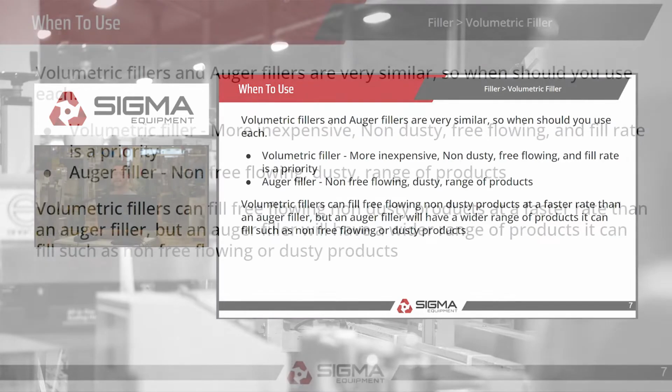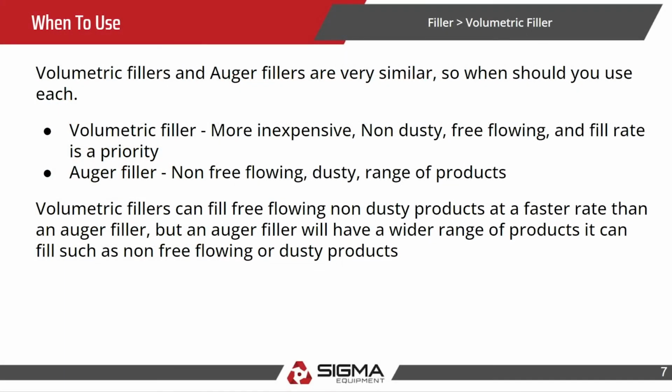So when do you want to use this? Well, a volumetric filler and an auger filler both fill very similar items, and they're both very similar looking. A volumetric filler is for more inexpensive items that are non-dusty and free-flowing, and if fill rate is a top priority, because these are going to be able to move faster than your auger filler can. An auger filler, on the other hand, can do non-free-flowing, dusty, and a range of products. It can also do the free-flowing, but the main thing there is that dusty and range of products.